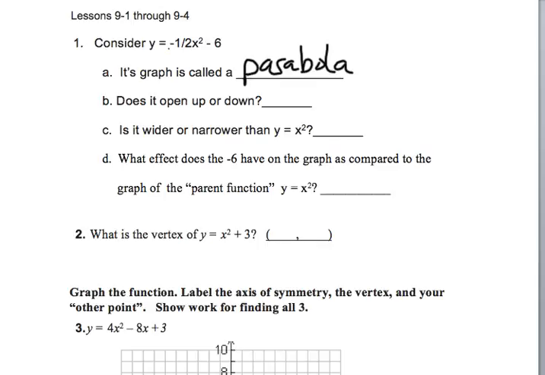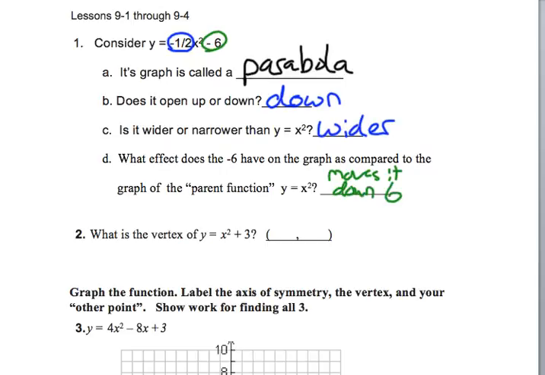The fact that this 1/2 is negative is telling us that it's opening down. And since that's fractional, it means it's going to open wider. Then we shift over to that -6. The -6, remember, is shifting the graph down 6. So those were the two things.